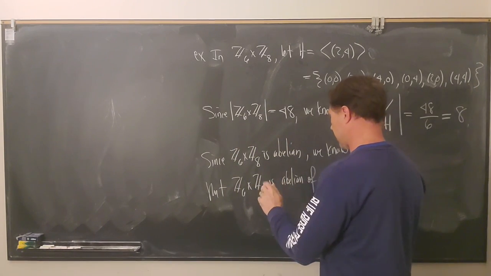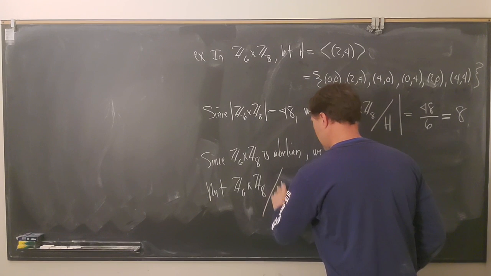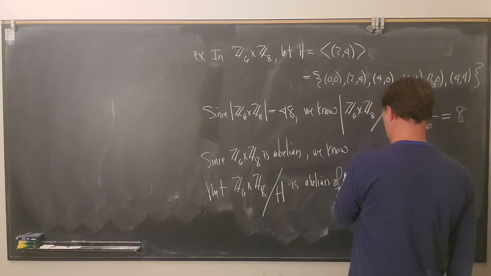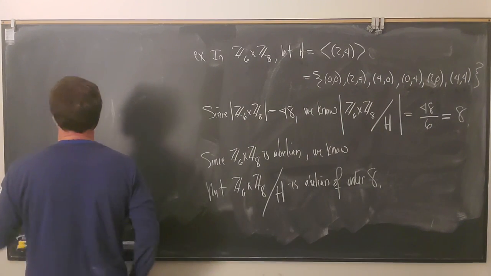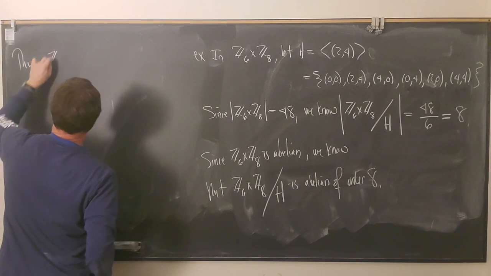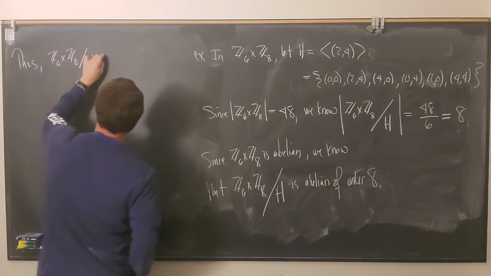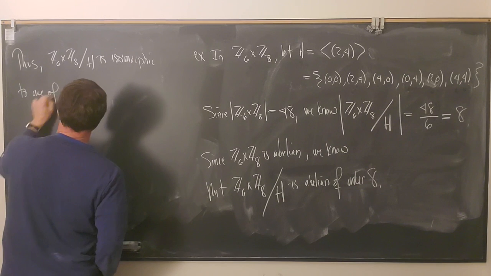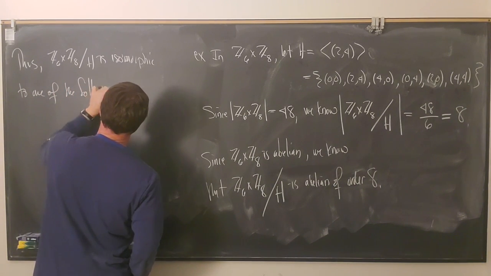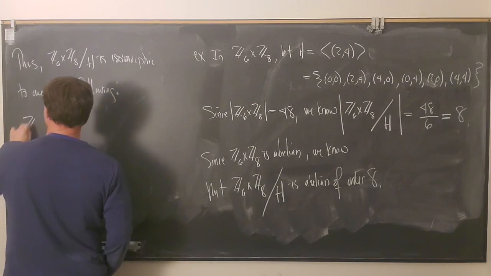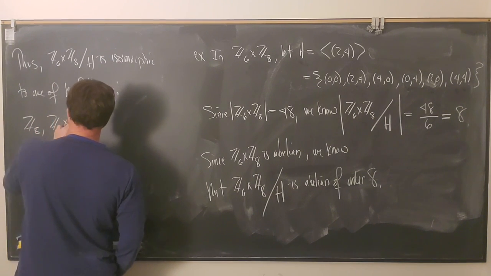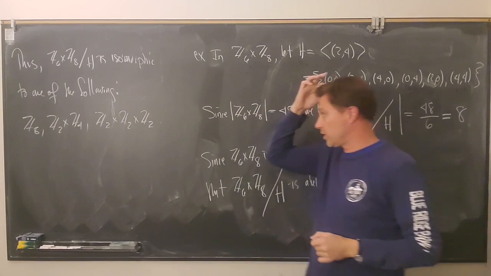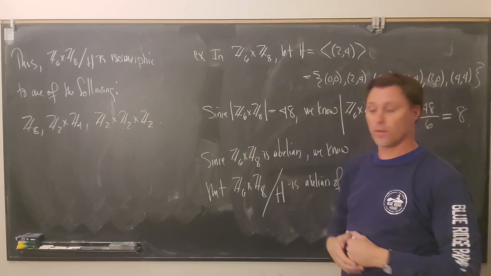Whoops, I'm sorry. I missed my quotienting thing right there. Sorry, hopefully you all noticed that I made a typo there. So this quotient is abelian of order 8. So thus, the quotient Z6 cross Z8 mod H is isomorphic to 1 of the following. Who are our possibilities? Z8, Z2 cross Z4, or Z2 cross Z2 cross Z2, according to the fundamental theorem of finite abelian groups. That's our list of abelian groups of order 8.